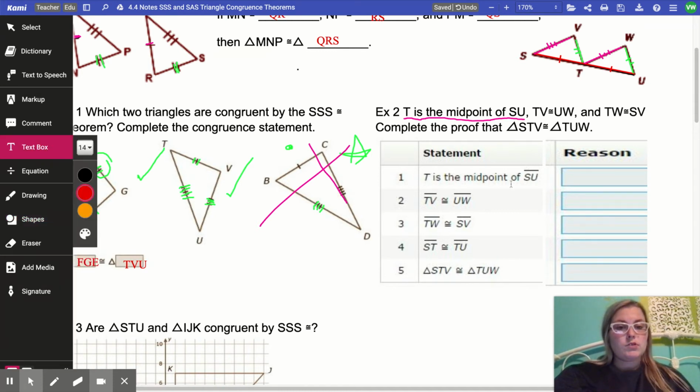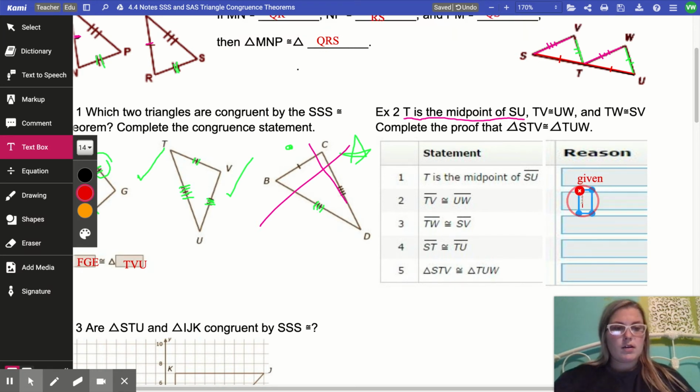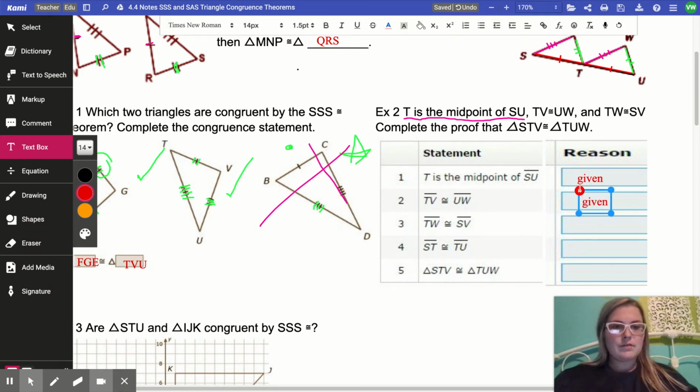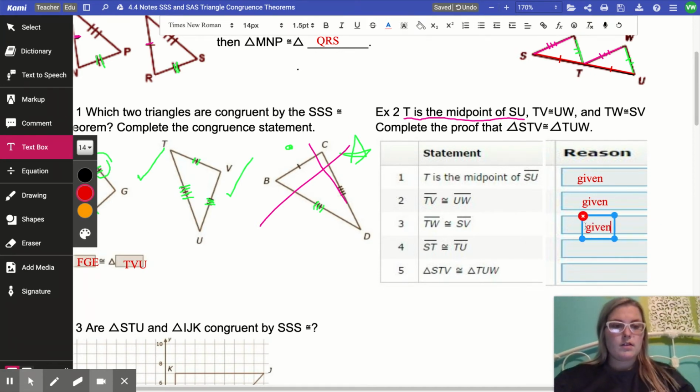All right, so T is the midpoint of SU. That was something we were given. So I can go ahead and type given in. TV is congruent to UW. That's another thing we were given. Oh, this is so easy. And then TW is congruent to SV. That is also given. Okay, so those are my 3 gimme points.